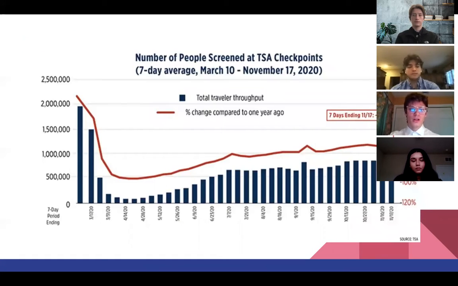And on this chart here, we can see the number of people in the past year or so that have been screened at TSA checkpoints. The blue line is the normal line, and the red line is the percent change compared to 1 year ago after COVID-19. So the difference between the blue and the red line is the amount of fewer people that have been getting screened at TSA checkpoints, which just shows the decrease in people who have been traveling since COVID-19.